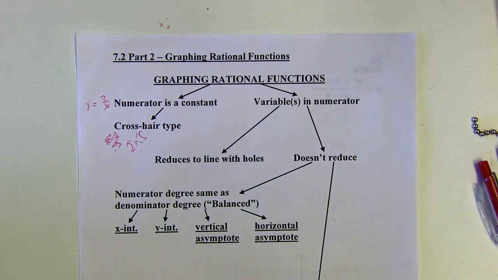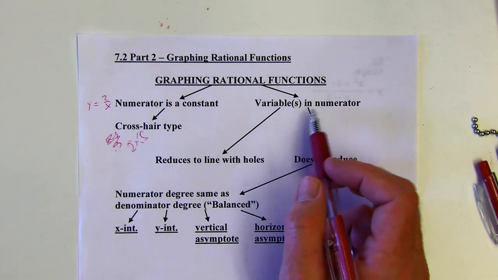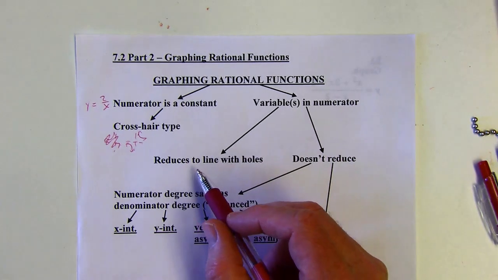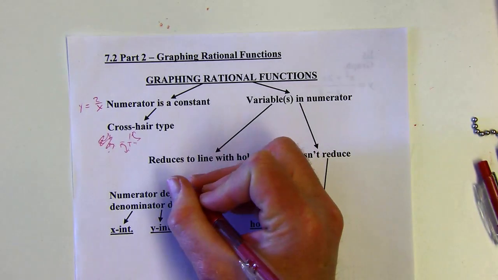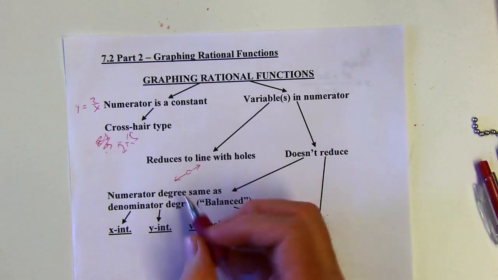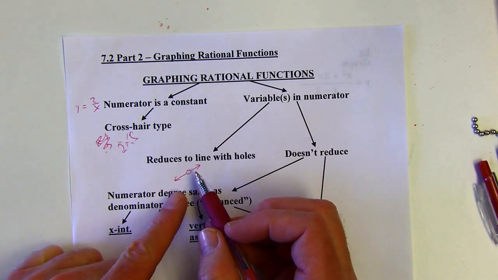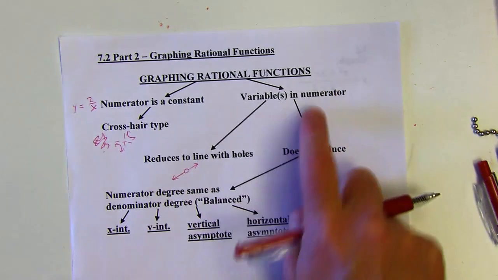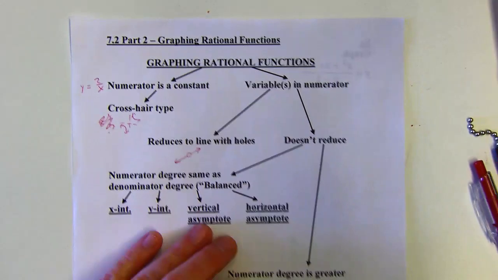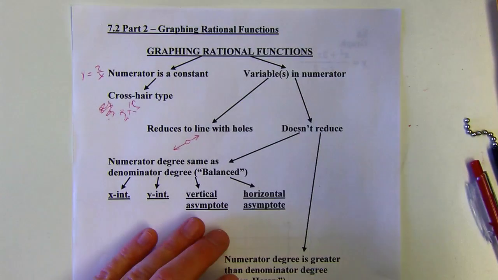And then we also looked at one type where there was a variable in the numerator, and sometimes those are going to reduce to be a line with a hole in it, and they would look something like that, okay? If it doesn't reduce and it has a variable in a numerator, then we've got some new situations. And that's what I'm going to cover today in part two.